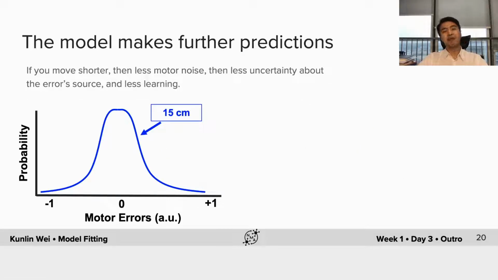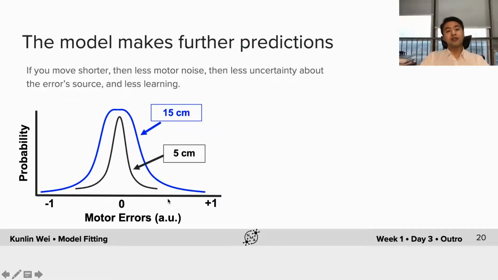Our model actually can make new predictions. We know if people move shorter, they have less motor noise. What this means is in this figure. Remember previously people making 15 centimeter movements. If I plot their motor error as a probability distribution, it goes like this. Small error is more likely and the larger error is less likely. So the motor error is a distribution.